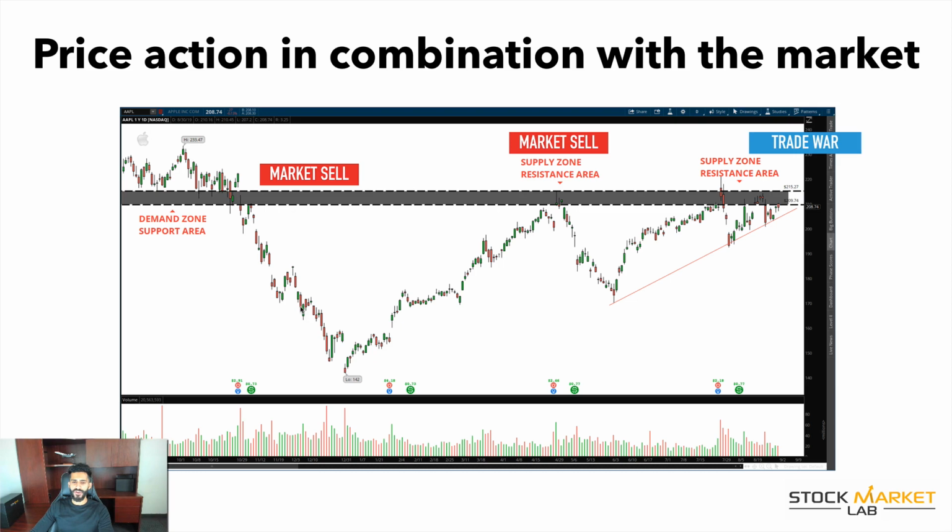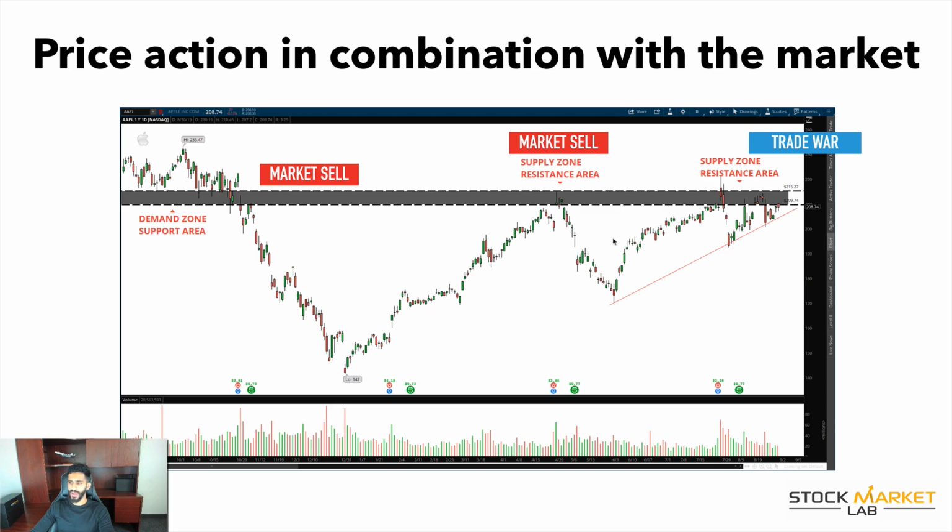Market is selling off here. The overall market has a lot of fear. There's a sell-off going on. That causes the majority of stocks to fall as well. But that doesn't mean we go on and take a position. We wait for price action to showcase us something, right? And look, it breaks a critical level, stock starts falling.